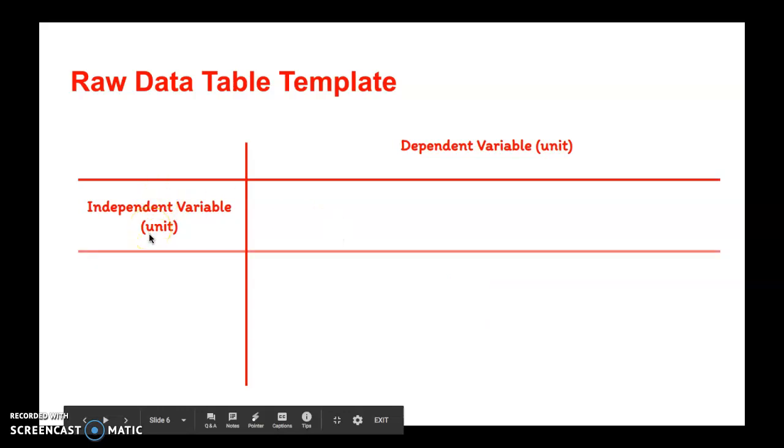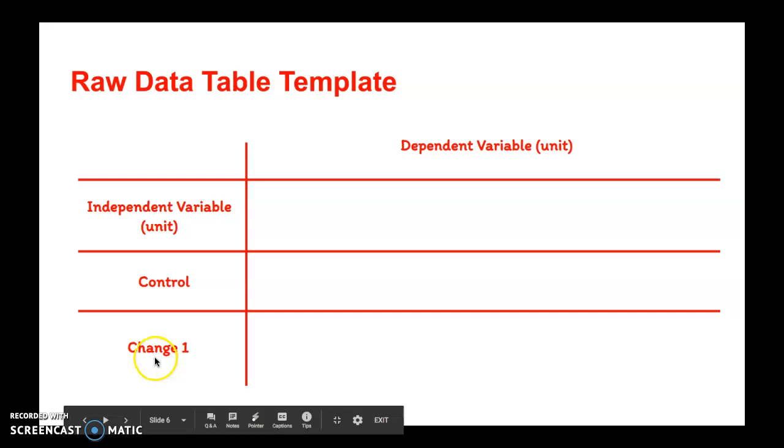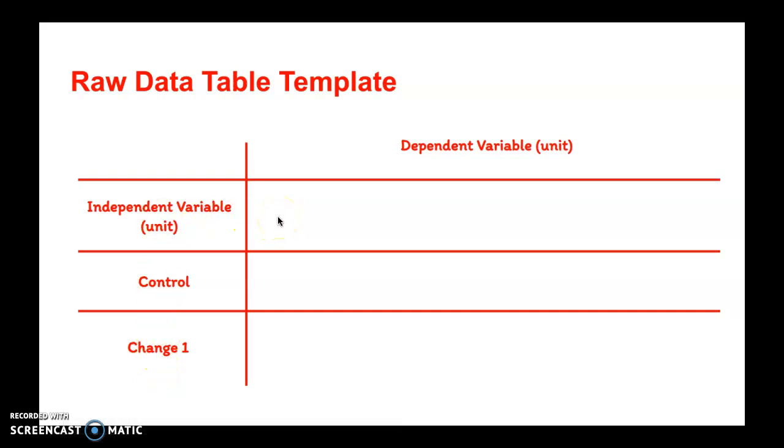Below the independent variable, we'll put the control and change 1. If you have more than one change, you just add it below the independent variable here. To the right of the independent variable, we'll put the trials. If you have more than 3 trials, like if you're going to do an experiment 4 times or 7 times or 100 times, you just add more trials to this side.